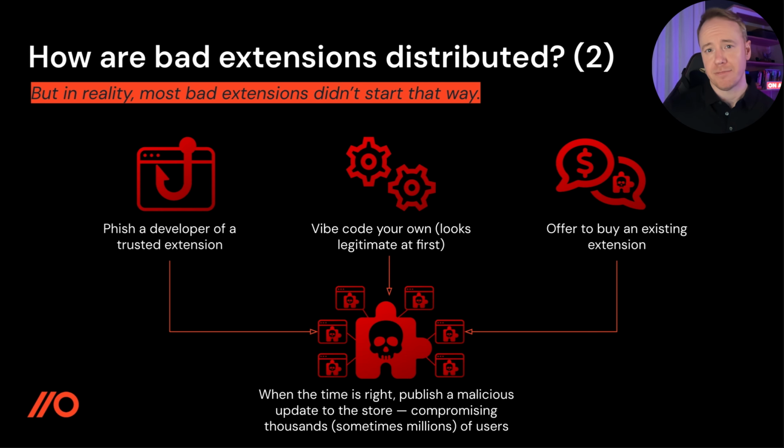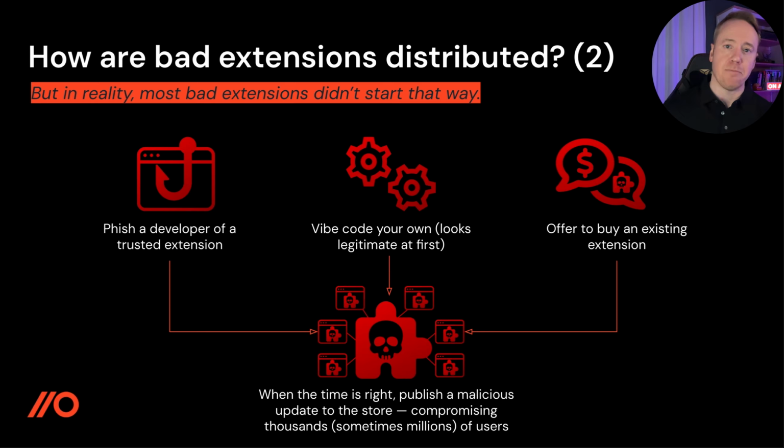So that's one way. The second way is an extension that maybe didn't start out bad, but is then taken over by a malicious party. This can happen a few different ways. The developer of the extension might get phished and then have their access compromised, where the attacker can then push a malicious update, which is what happened in the Cyberhaven campaign.